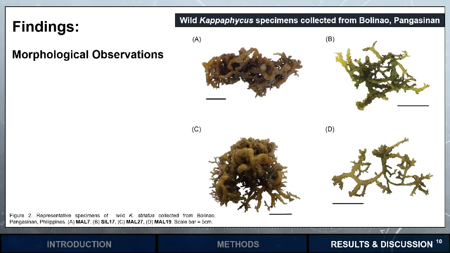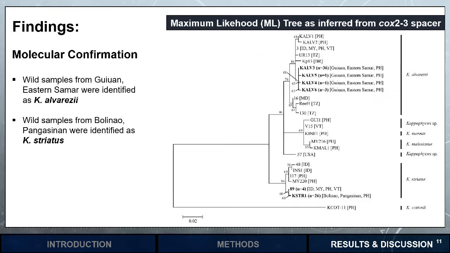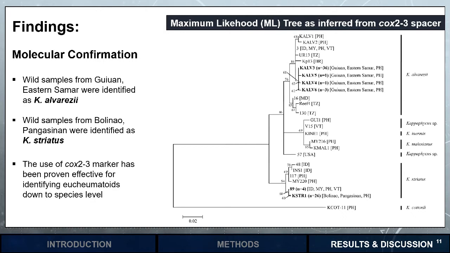Based on gross morphology, samples from northern Philippines were initially identified as Kappaphycus striatus. Thalli color ranges from shades of yellowish-green and yellowish-brown to dark brown. Habit is mostly prostrate or decumbent, with holdfasts that are inconspicuous haptera. Our initial identification was supported and confirmed by our molecular data, and the use of the COX-2-3 marker was sufficient and effective in delineating between species.